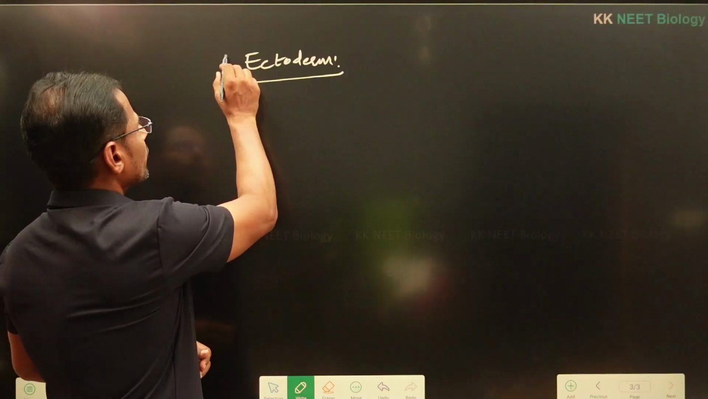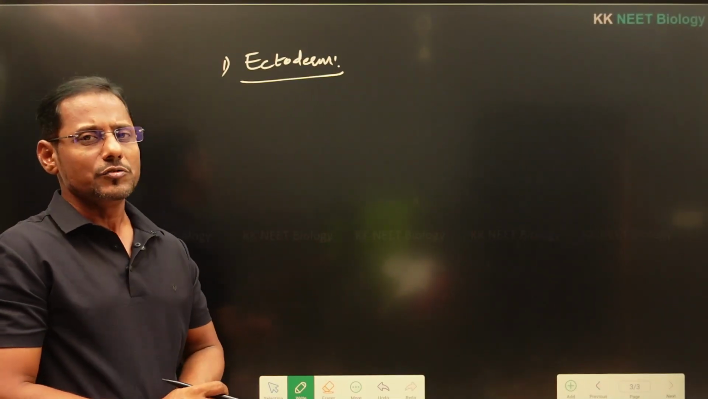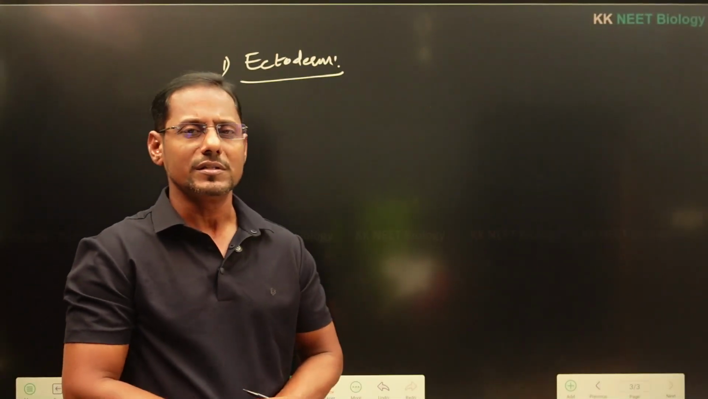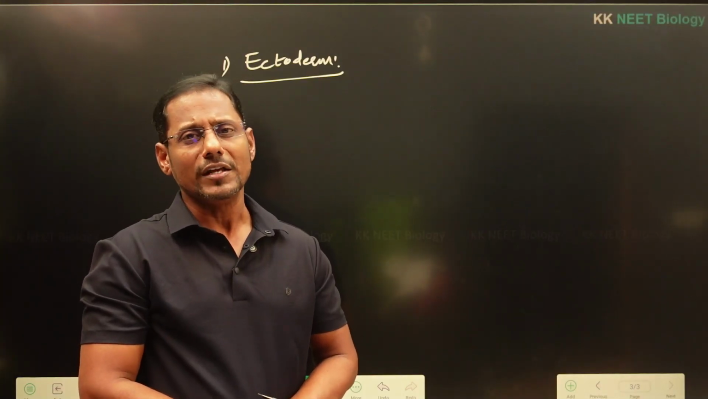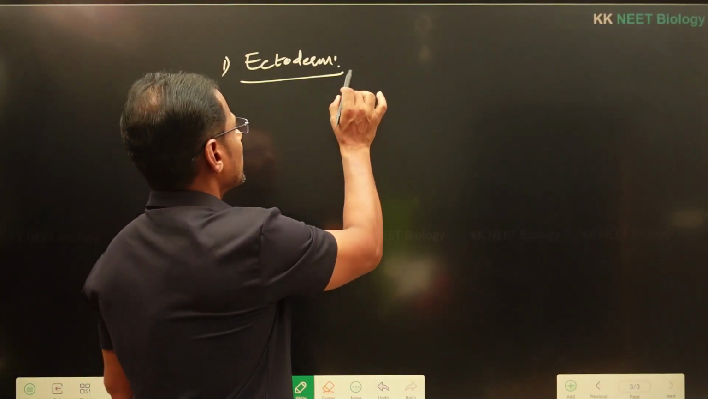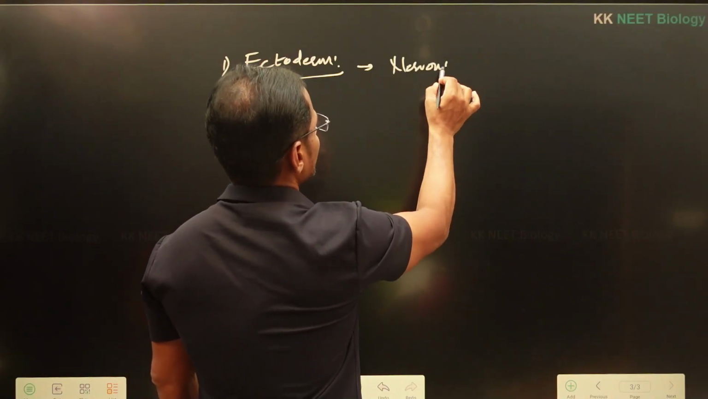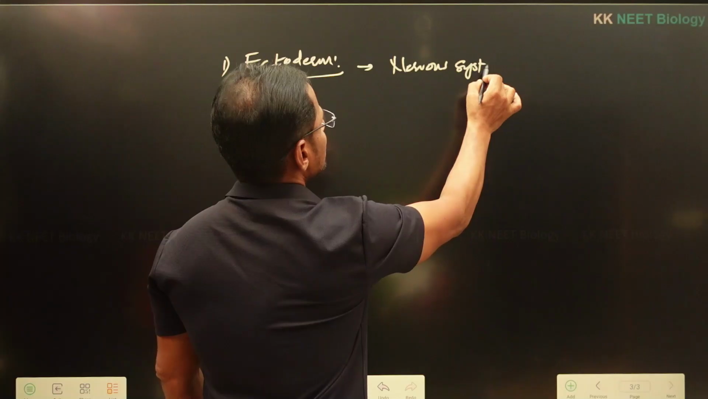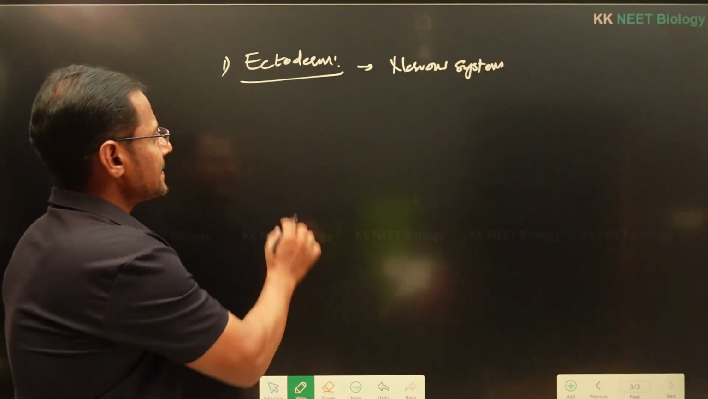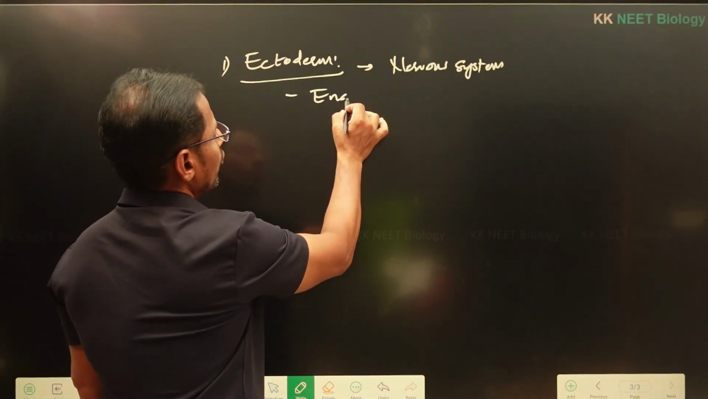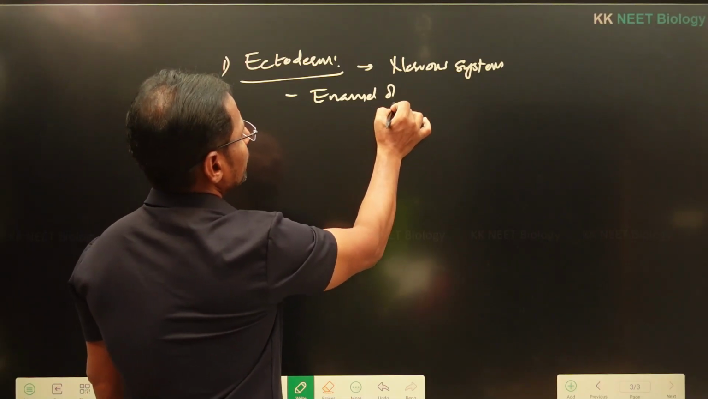One is ectoderm. What are the derivatives of ectoderm? We have to remember all these things. These things are not given in our textbook, but we have to remember them. From the ectoderm, the nervous system is going to be developed. And the second one is the enamel, not the dentin, the enamel of teeth.